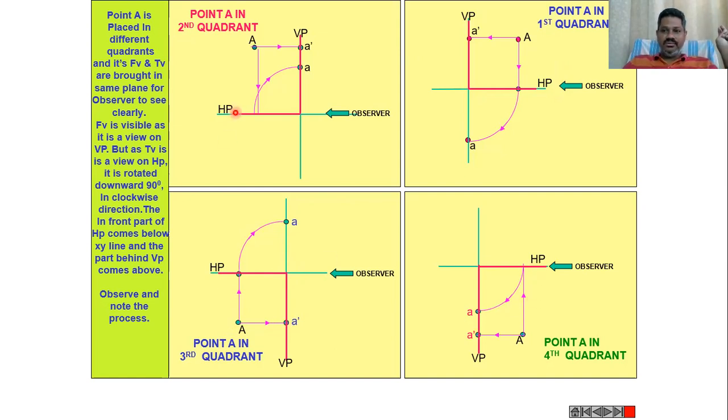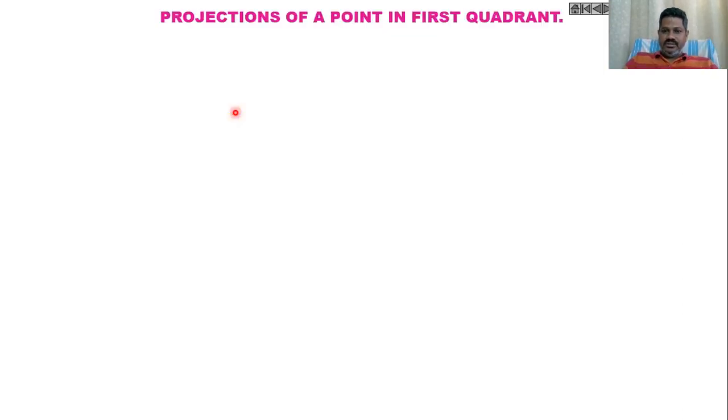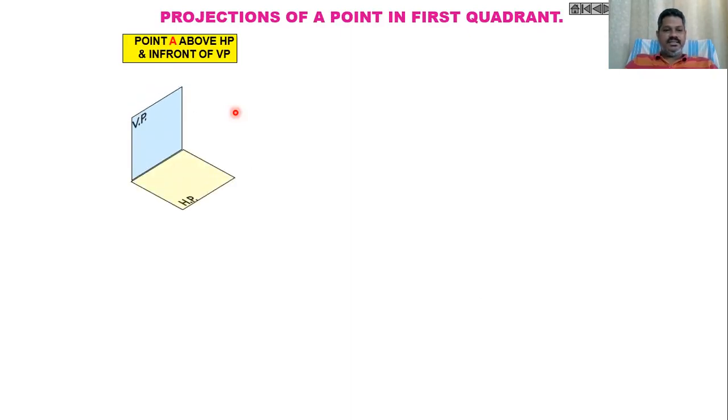This is how, when the point or a line or object is located in different coordinates, the views will come like that. Then let me move further to see projections of a point in the first quadrant. Take the first quadrant, and this will be our XY line. Then this is our point, and this point is in front of VP, above HP.